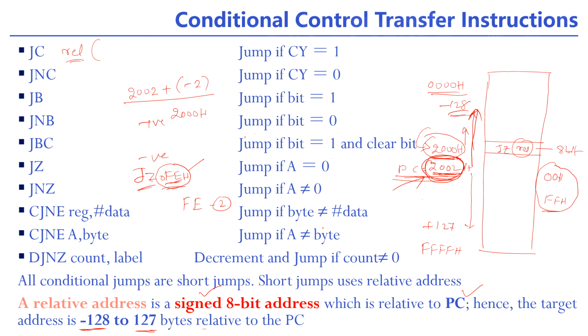Suppose, for example, I executed this instruction, jump F0 06H. This 06 will be added to this 2002 current program counter value. That means the new updated PC value becomes 2008H. So it jumps to a forward location 2008. From this location onwards, it will execute the instruction. So this is the operation of short jump in the 8051 microcontroller.